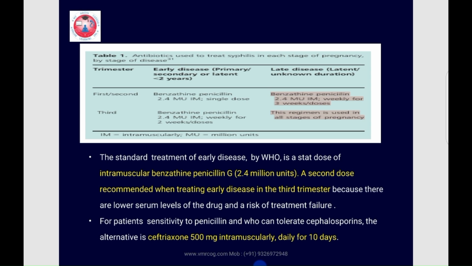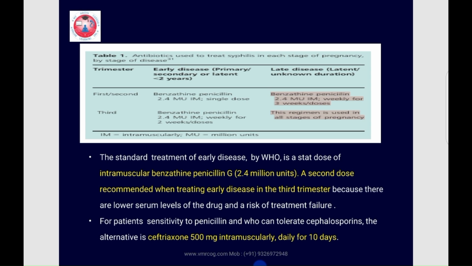Now this particular chart shows when you have an early disease. Okay, early disease, the drug of choice is benzathine penicillin, 2.4 mega units intramuscularly as a single dose, when the patient is in the first or second trimester. However, when the patient is in the third trimester and it is an early disease, you have to give one more additional dose after 7 days. So day 1 and day 8, benzathine penicillin is the drug of choice, 2.4 mega units given intramuscularly. Third trimester, 2 doses, day 1 and day 8.